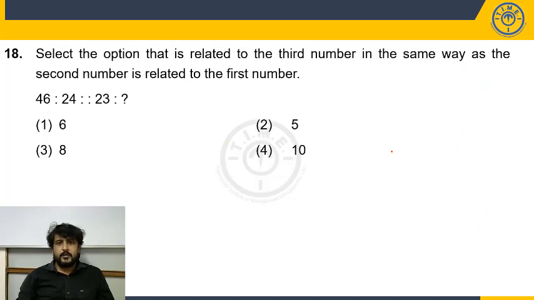Now, select the option that is related to the third number in the same way as the second number is related to the first number. How is the second number related to the first number? Simple. 4 times 6 is 24. So 2 times 3 is 6. Choice 1.